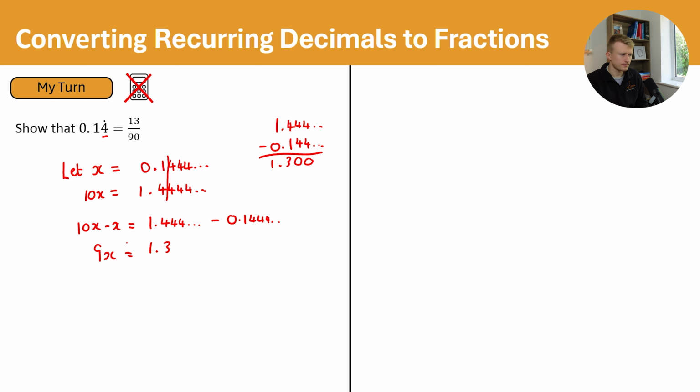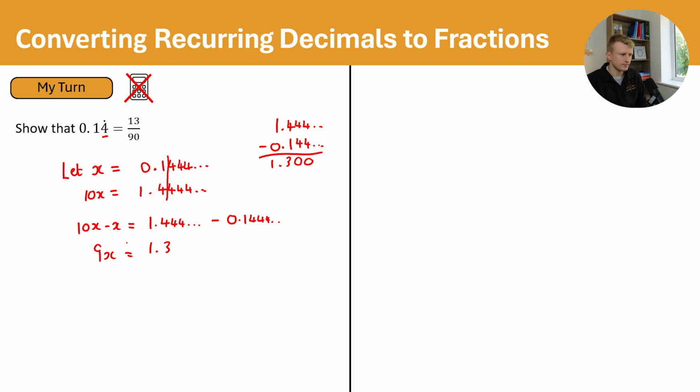And again, we want to remove our decimal place, so I'll multiply both sides by 10 to do that. So 9x multiplied by 10 is 90x, and 5.1 multiplied by 10 is 51. Divide both sides by 90, so x is equal to 51 over 90. And I want to show that 0.5 with the 6 digit recurring is equal to 17 over 30.